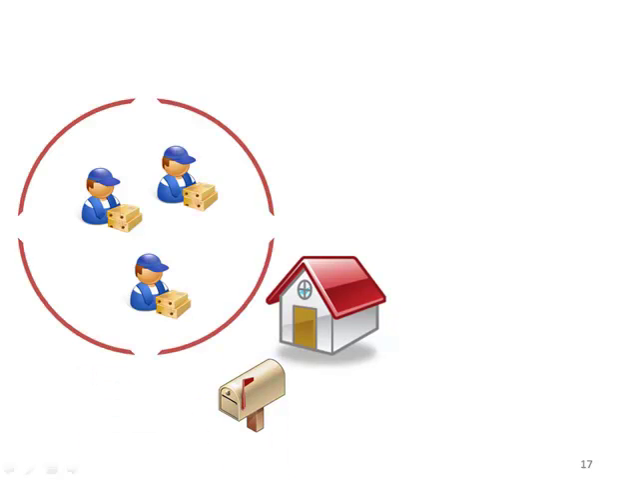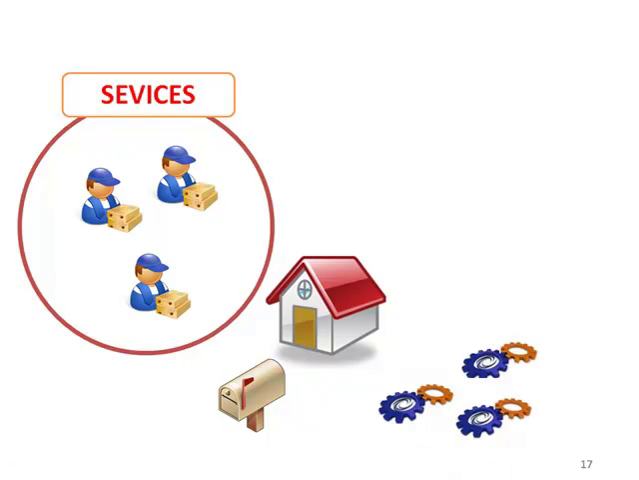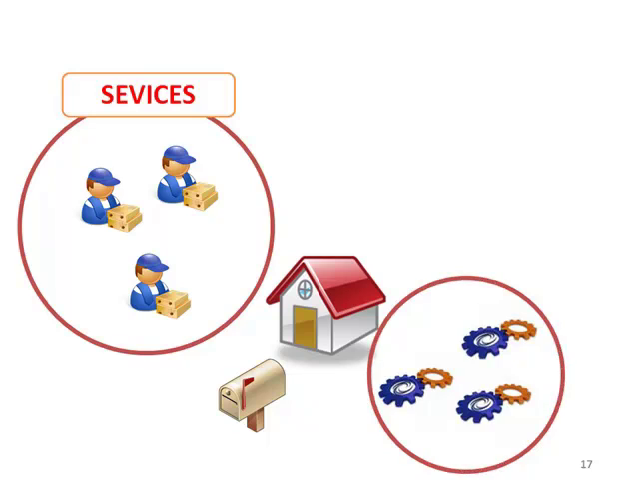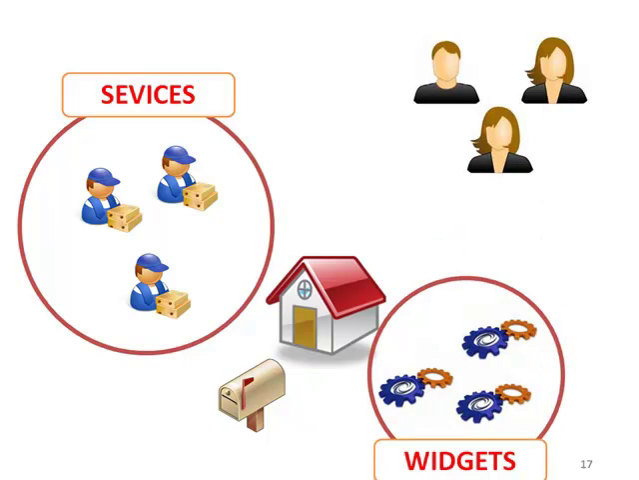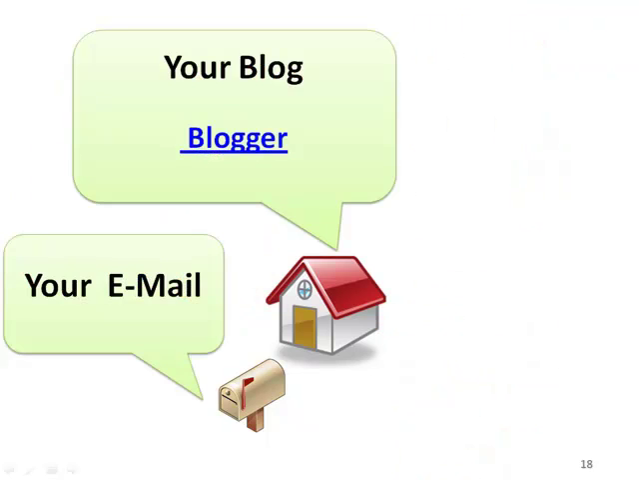In order to get a place in internet, you will need a home and a mailbox. Your home will be your e-class, and you need some services. Also, you need some tools, which are widgets, and then you need users. These are your students. Now, your home is your blog. We will use Blogger services in this example. Also, your email box is your email. In this example, we will use Gmail.